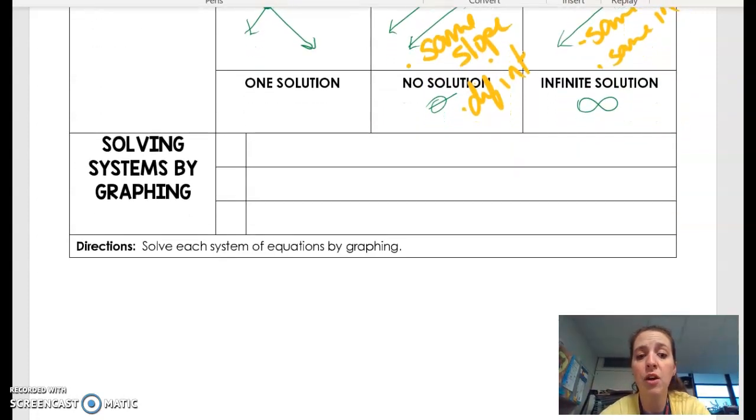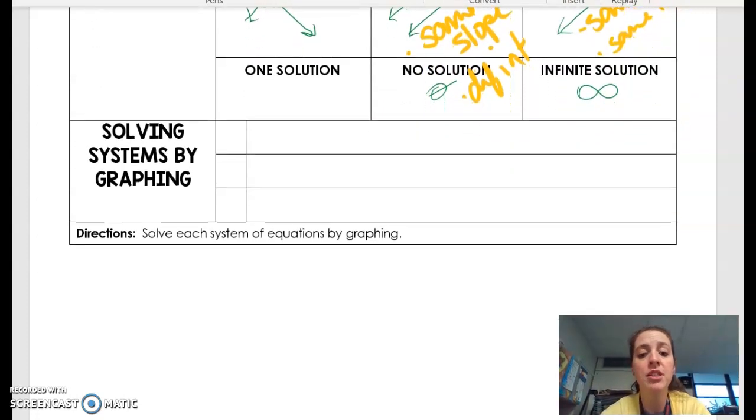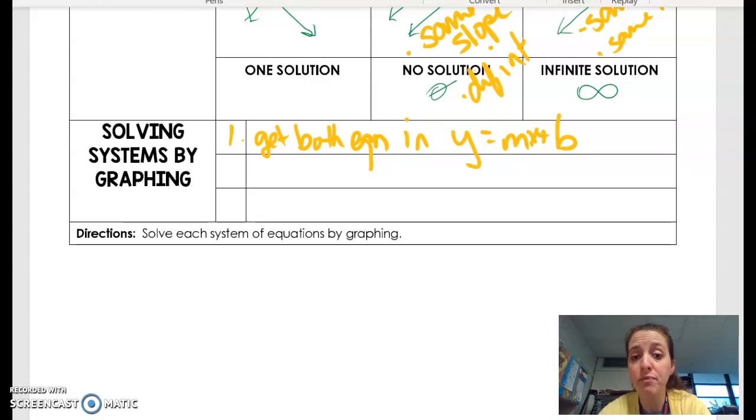So how we can solve these by graphing, there are some different steps that we're going to be taking. The first step is to get both equations, because we're dealing with more than one equation. So get both equations, and I abbreviate equations as EQN, in y equals mx plus b. Okay, so that's my slope-intercept form. So both of my equations look the same, y equals mx plus b.